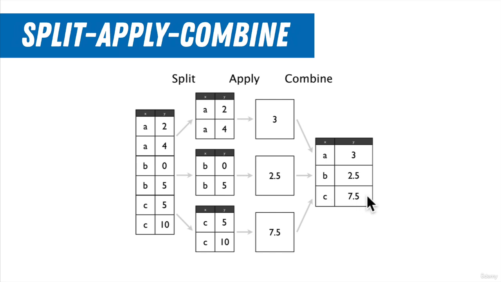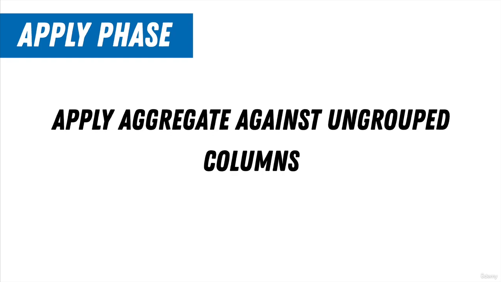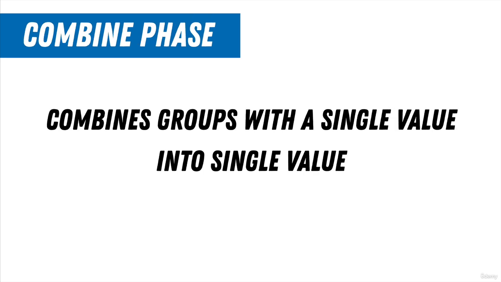Split, apply, combine. We split by the groups. We apply the aggregate functions to the remaining columns, to the columns we specified that need to apply an aggregate function. And then we combine the results to gain the output. So split, divide into groups with values. Apply. Apply aggregate against ungrouped columns, the ones that we specify. The combine phase combines groups with a single value into a single value.